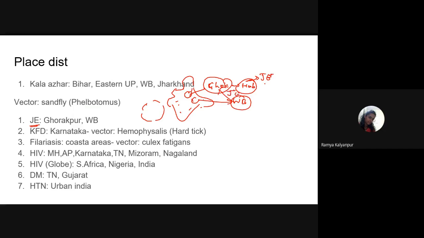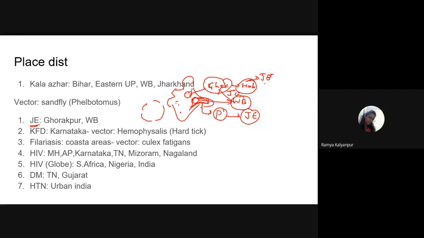Then students, one more point I want to tell you: when you go for the treatment aspect, when I talk about national health programs, I'll discuss it there. Whenever you treat Japanese encephalitis, some variation is there. Because in the northeast part of India, people have already developed resistance to certain drugs which are recommended for use in Japanese encephalitis. So I will tell you this in the rest of the National Health Program lectures.